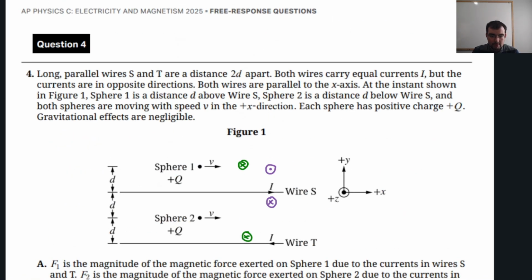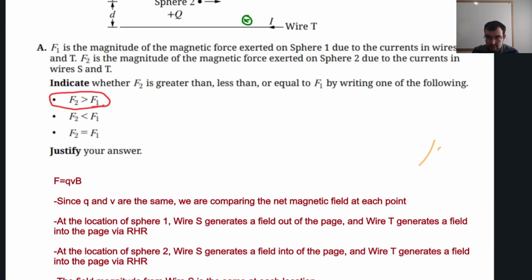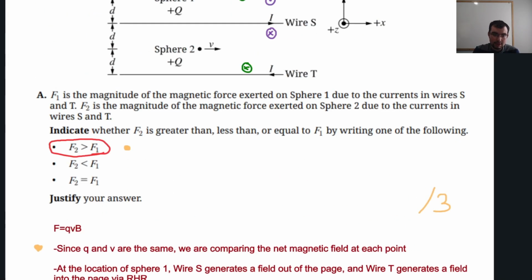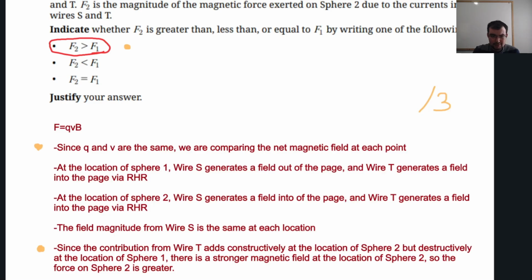All right, let's grade our 8-point QQT. This is out of 3. 1 point for a correct selection that F2 is greater. Probably 1 point for saying that we are essentially comparing the net magnetic field at each point with QVB relating to force, so saying that we're really just relating the net magnetic fields. And then you get a point for saying that the fields are additive at sphere 2's location, but destructive at sphere 1. And again, I don't think you're locked out of justification points if you pick the wrong one.